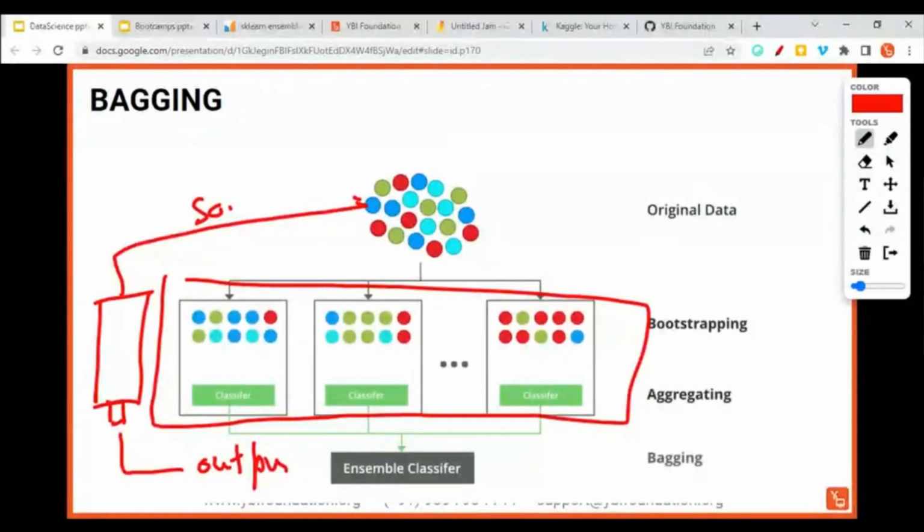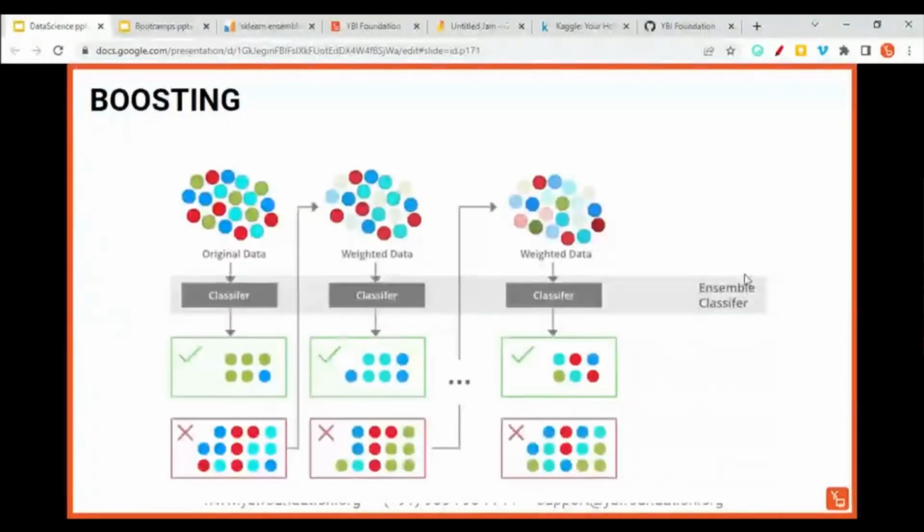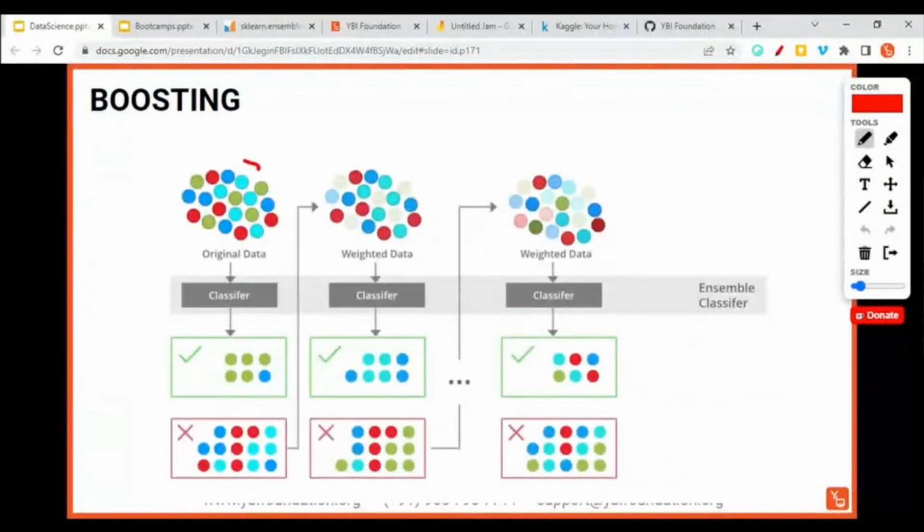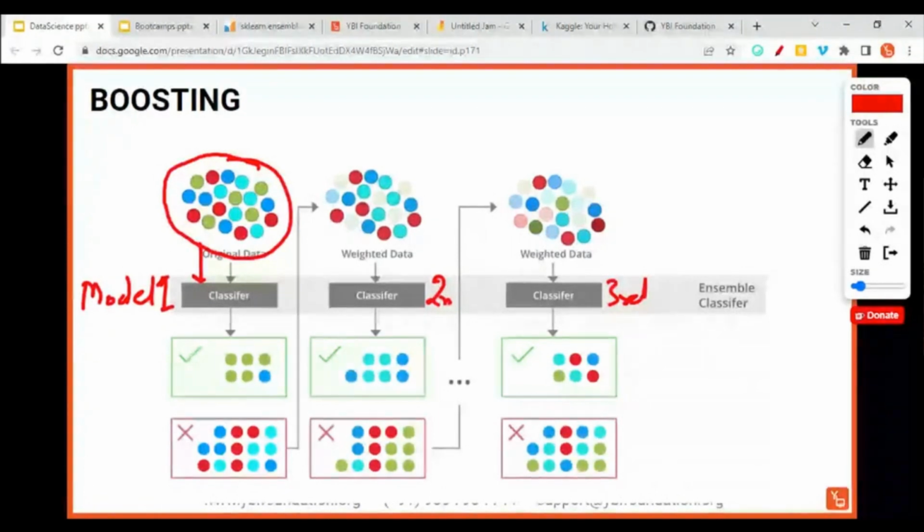But how will the serial work, that the models are in serial? So this is how they work. This is the original data. You give it to one model, model one. So this is my model one, or first model. This is my second model. This is my third model and so on. Now this model will do some correct predictions. That is how it will go.